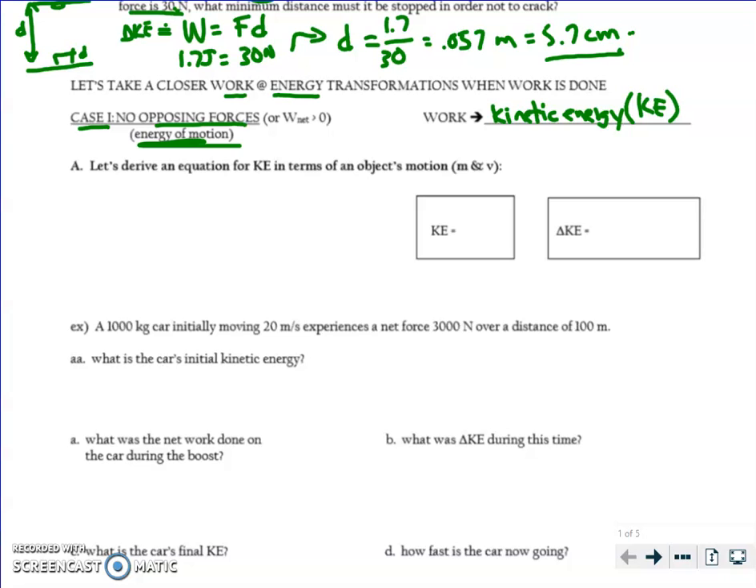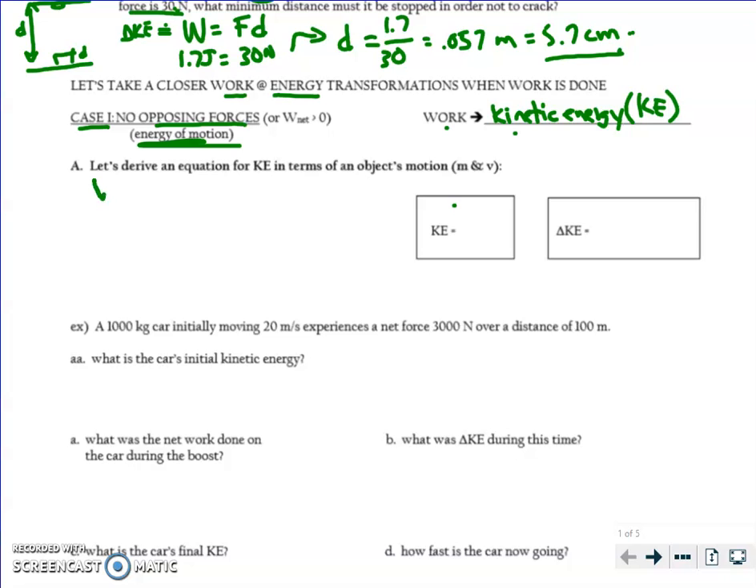So when something's moving as kinetic energy, we'd like to be able to calculate that kinetic energy based on its motion, namely its mass and velocity. So we're going to take the idea of work to kinetic energy and derive an equation right here that tells us how to express kinetic energy in terms of the motion. It's a derivation you don't have to know, but I'd like to show you anyway.